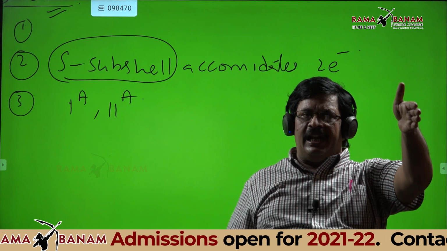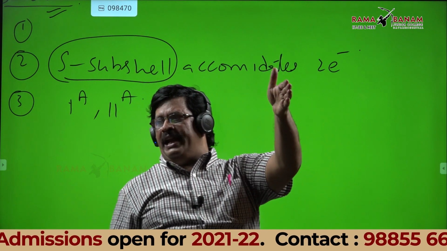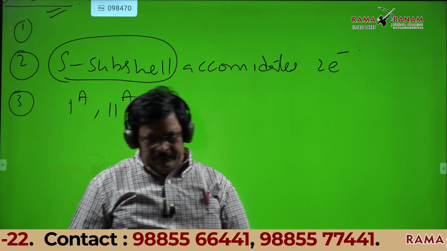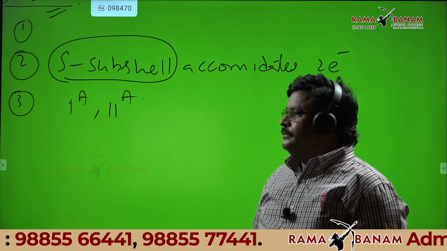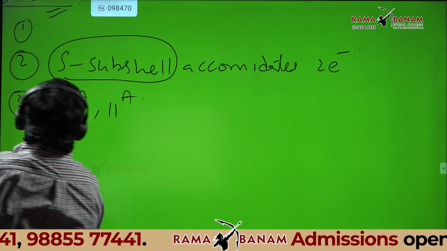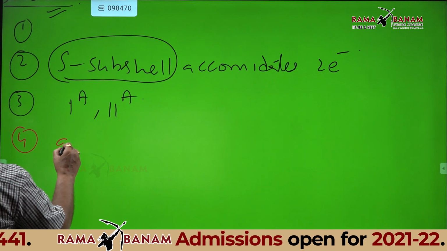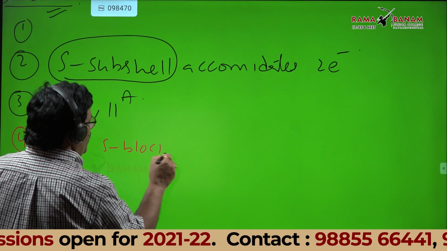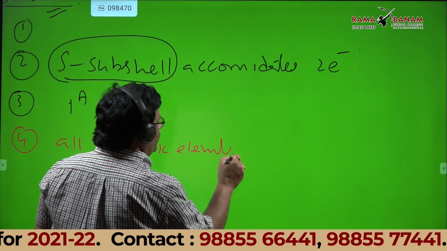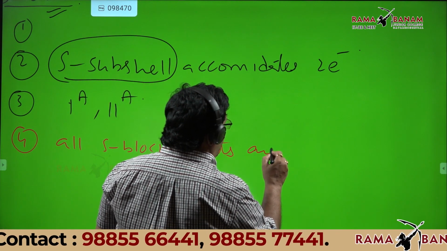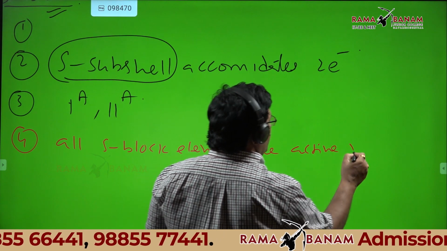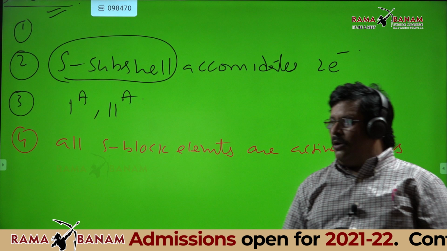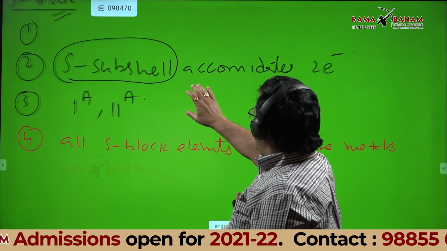1A group is alkali metals. 2A group is alkaline earth metals. Okay? Now, what it indicates: all S block elements are active metals. Write this point. All S block elements are active metals.